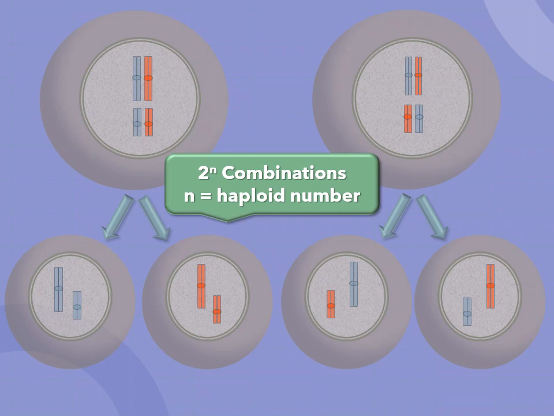If you combine this with crossing over, which happens on average 1 to 3 times per chromosome pair, and the fact that any sperm can fertilize any egg, you can hopefully see how meiosis can lead to an almost limitless amount of genetic diversity within a population.